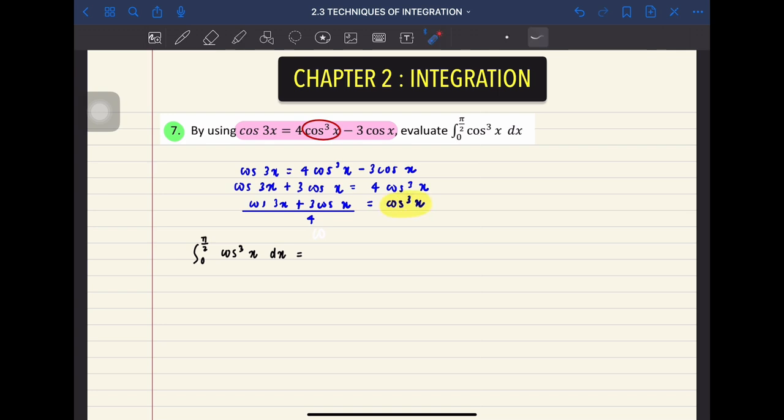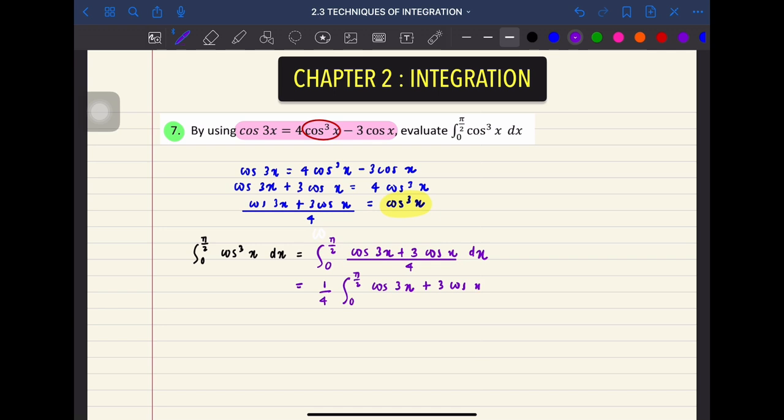So what do we do next? We just need to substitute this one with this. So from 0 until pi over 2, we substitute: cos 3x plus 3 cos x over 4 dx. Now we can directly integrate. First of all, I will just bring 1 over 4 to the front because it is a constant. Then we have the integral from 0 to pi over 2 of cos 3x plus 3 cos x dx.